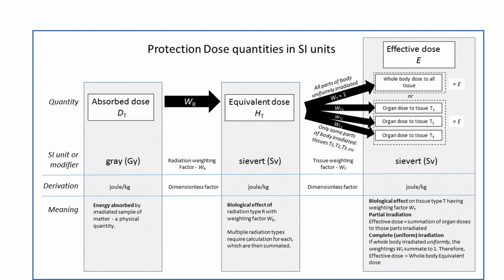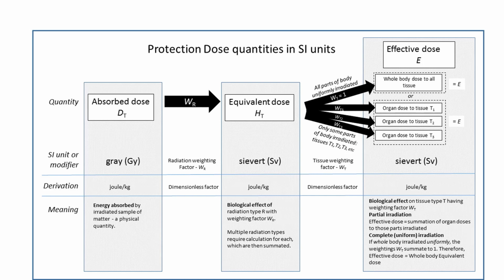When we discuss radiation protection and radiation dose, we talk about quantities in what are referred to as SI units, or the System International units. The first is absorbed dose. That is energy absorbed by the irradiated sample of matter. It's a physical quantity. The next is equivalent dose.